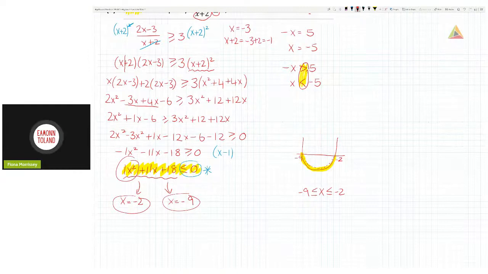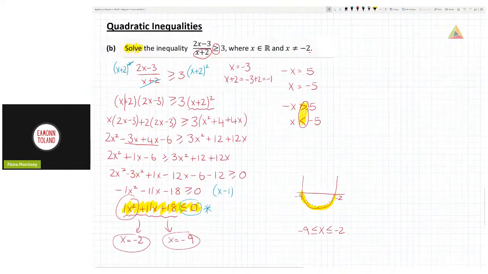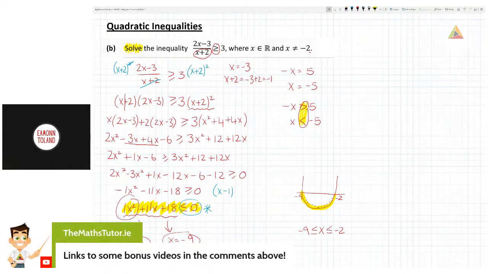Okay? So that was just an example from the 2021 exam paper. You will notice in the chat we have included a link to another exam paper as well, the 2013 exam paper that includes a quadratic inequality.